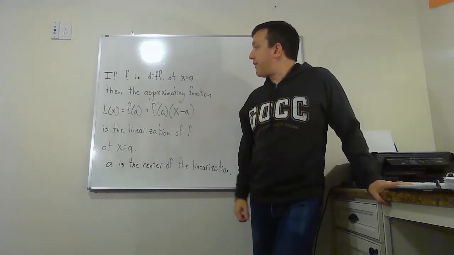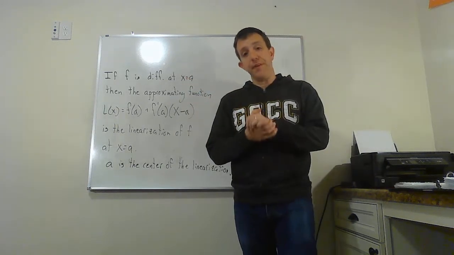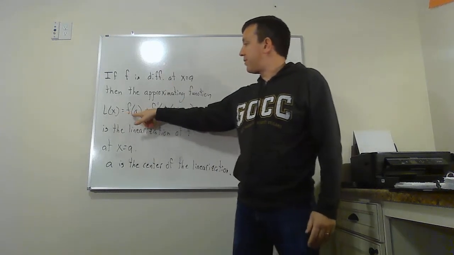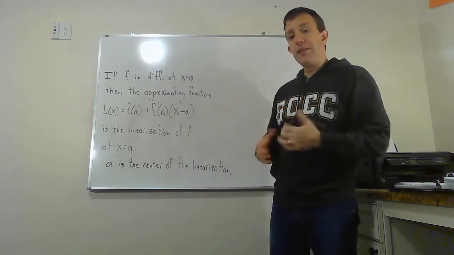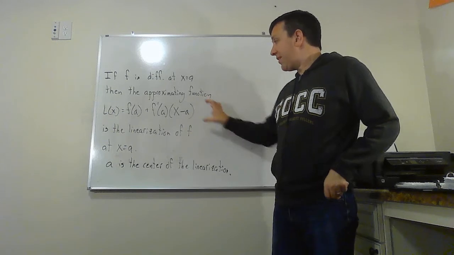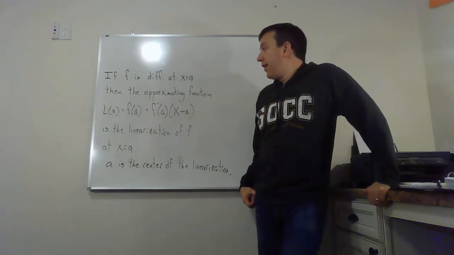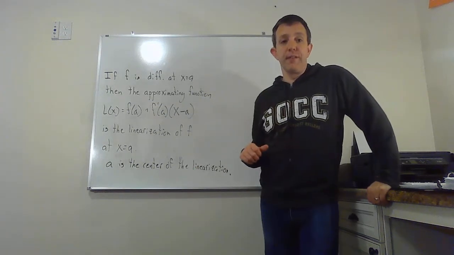If f is a differentiable function at x equal a, so you have to be able to take the derivative at this point, then the approximating function L of x, which is equal to f of a plus f prime of a times x minus a, is the linearization of f at x equal to a. And this is just an equation for our tangent line. That's really all that this is. a is considered to be the center of the linearization.